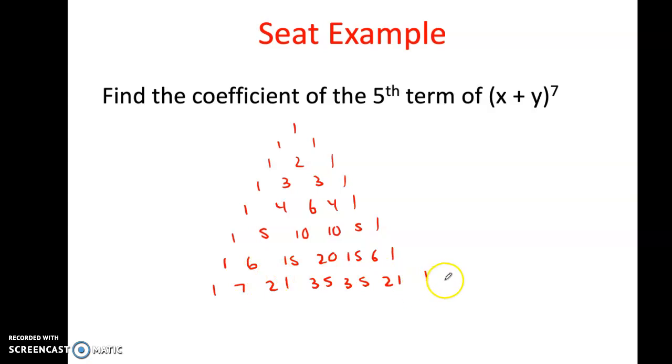So this is the 7th row. We want the 5th term. 1, 2, 3, 4, 5. Here we go. The answer is 35.